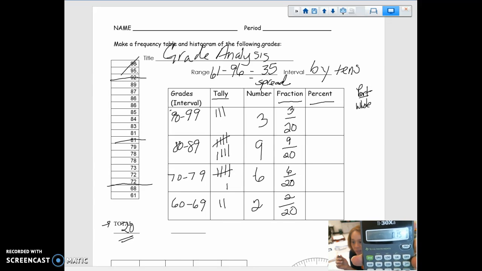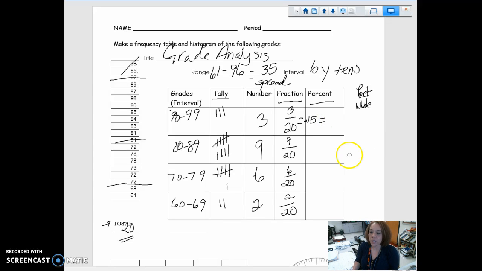All right, I'm going to write that one down here. So first, that equals 0.15 as a decimal. In order to change your decimal to a percent, you'll have to times that by 100. So I take my 0.15 and I'm going to do times 100, and I get 15. That means 15%.